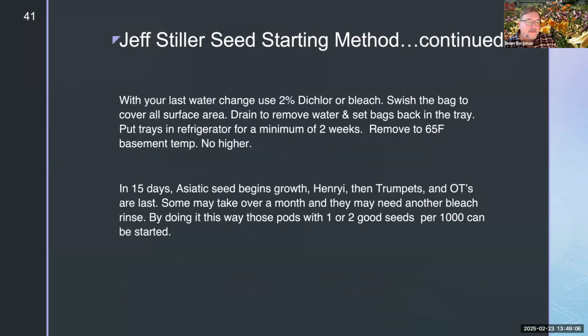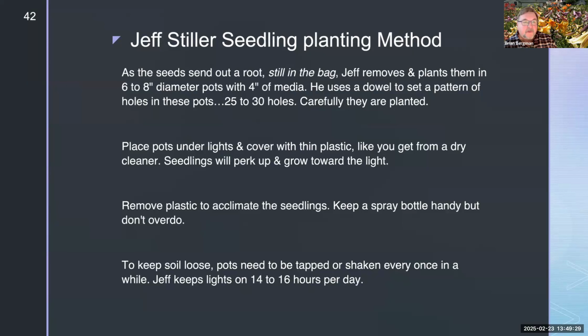Next slide, Marilyn. And then he uses bleach for the last. But then he's growing them in the baggies. He keeps the temperature around 65, and then he takes them out of the baggies, and then he plants them. Next slide. But it's a lot of work.